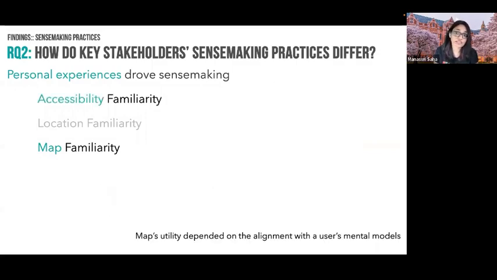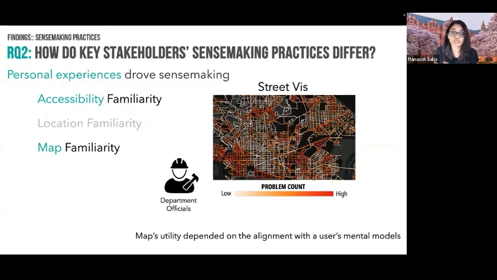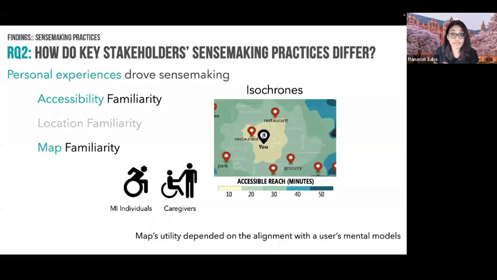These familiarities in turn influence how they assess the map's utility based on their alignment with the mental models. For example, department officials preferred street visualizations as they use street as an analysis unit for analyzing accessibility in their own jobs, while MD individuals and caregivers preferred isochrones for its localized data views that conveyed experiential context with data scale closest to their daily living needs.